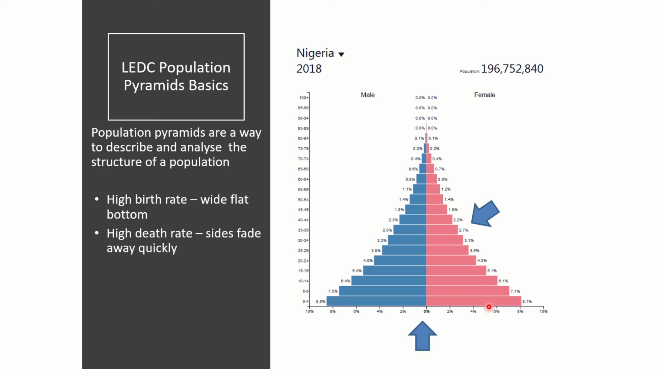There is also, sadly, a high death rate in this country. Now you can see in the writing on the left, that's because the sides fade away quickly. Let me explain this a little bit. Let's imagine that the people living in Nigeria were in fact immortal and they never died. Well, in that case, each bar of the pyramid would never get any shorter as the people aged, and the graph would just go straight up into the air forever. And of course it wouldn't stop at 100, would it? But it would just go straight up.